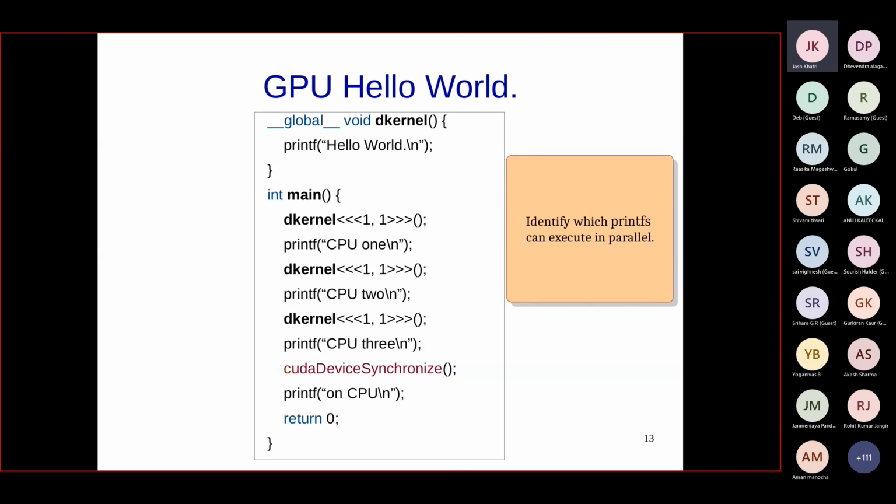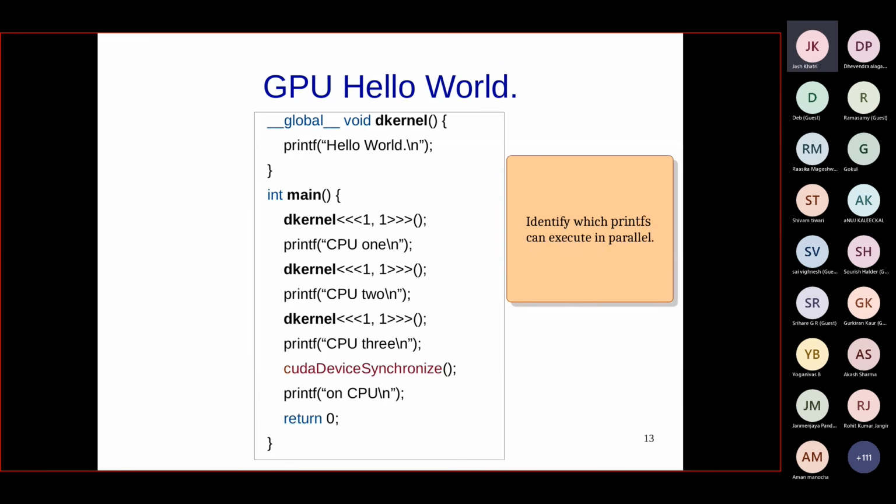One more point that I wanted to note here is that "on CPU" will never come before any of the printfs, any of the 3 hello world printfs and these 3 printfs CPU1, CPU2, CPU3, because we have this cudaDeviceSynchronize here. So the CPU will wait for all these 3 kernels to finish, and due to sequential execution on the CPU, it will execute these 3 prints and only then move on to the next print. So "on CPU" will always come after all the printfs in this program. You will never see it coming before any of the printfs. So that's the second point that I wanted to make.